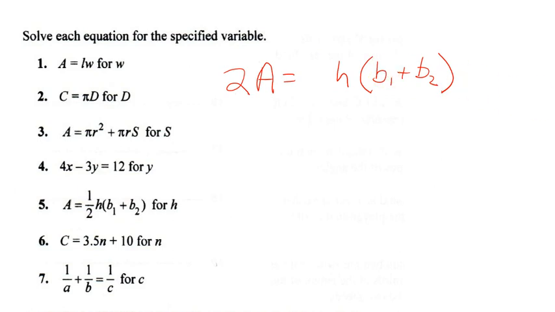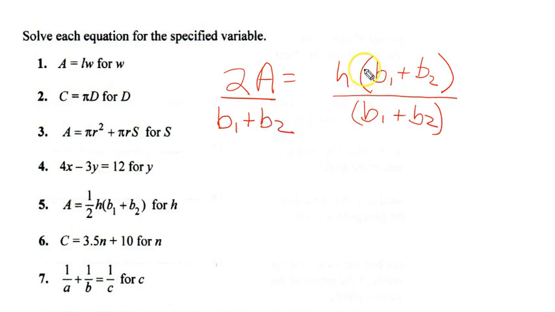Now, to solve for the letter h, this one's a little easier, because now we just divide this in parentheses, b sub 1 plus b sub 2, both sides here, and this side, but you don't need the parentheses on this side. So here this cancels out, and we now have h equals 2a over b sub 1 plus b sub 2. All right, number 6.